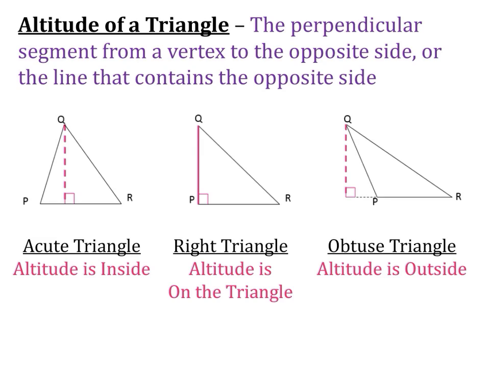For a right triangle, an altitude is one of the legs. So it's on the triangle. For an obtuse triangle, it's on the outside, because from the vertex perpendicular to the side would have to be on the outside. So what you have to do is extend this side. That's why we have a dashed segment here. And then you can get the perpendicular. So your 3 types of triangles, take a note of where the altitudes occur.